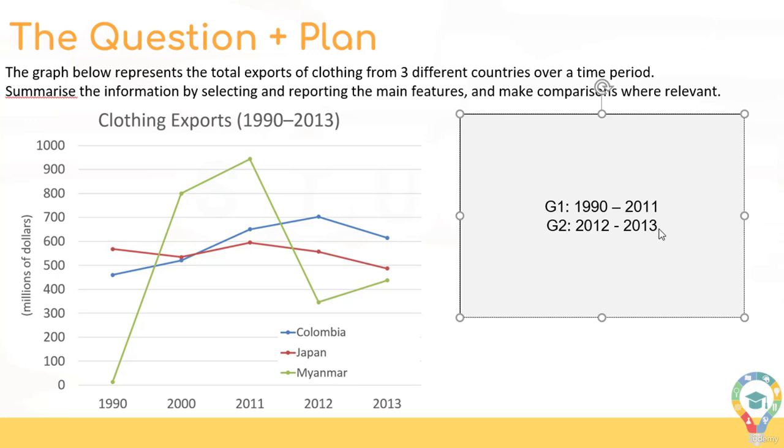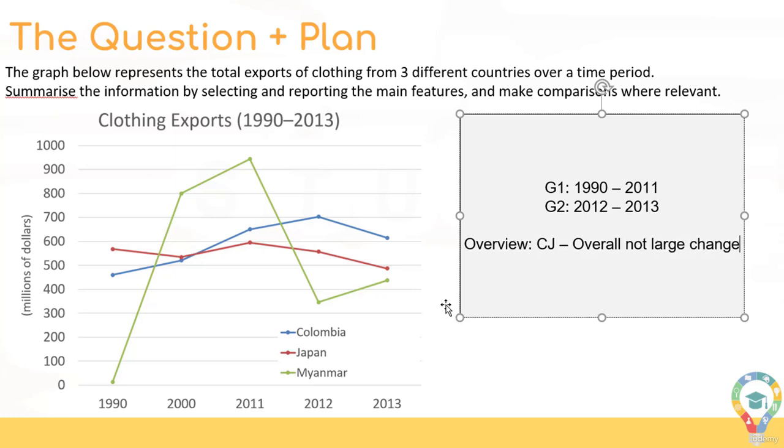So let's move on to our overview. And I need to think about a few general statements that I could write about. I think I'm going to split into Colombia and Japan and Myanmar. So that's how I'm going to describe a very general trend for each of those 2. So if I do CJ for Colombia and Japan, and I'm going to say overall no large changes.